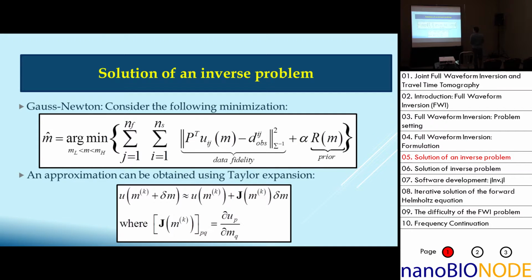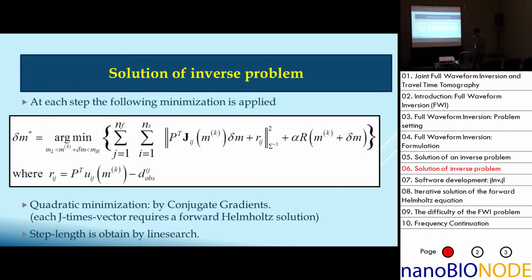So our favorite choice of solution method is Gauss-Newton. So consider again this following minimization. We form a first order approximation for u. So u at point m plus delta m is u of m plus J, the Jacobian, times delta m. And this Jacobian is a dense matrix. We cannot store it, but we can apply it in a matrix times vector product. So once we plug the linear approximation in, we've got this quadratic term. We have the data residual here, and we solve this quadratic problem using, say, conjugate gradient.